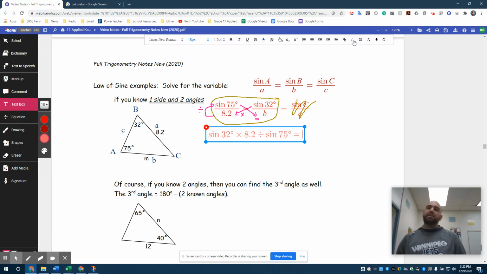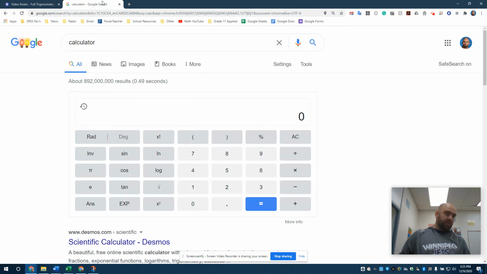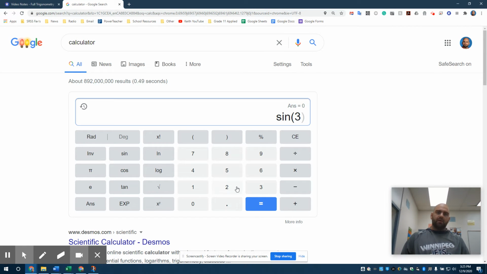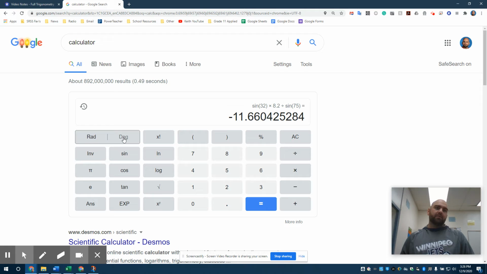Then we need to figure out what that equals, and this is where the calculator comes in real handy. So we do sine of 32, and make sure I close my brackets, multiply by 8.2, divide by sine of 75. I punched it in exactly like that, hit equals, and I got the wrong number. Huh. This happened by accident. I should not be getting negative 11. And how do I know it's wrong? Well, we can't get negatives. That just doesn't work. My calculator is in radians. Let's try this again when it's in degrees.